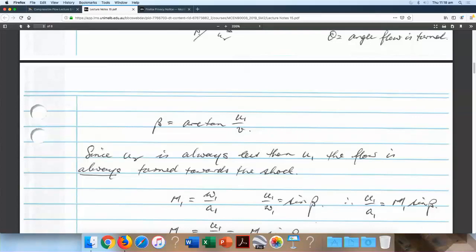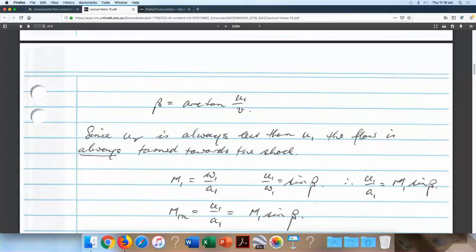So everything that you've seen me do previously for normal shocks, I'm now going to do for oblique shocks. So the normal Mach number, M1n, is U1 over A1, and U1 over A1 is M1 sine of beta. So the normal Mach number, M1n, is what I have to know, and that'll tell me what the pressure ratio is across the shock, what the density ratio is across the shock, and every other component across the shock.